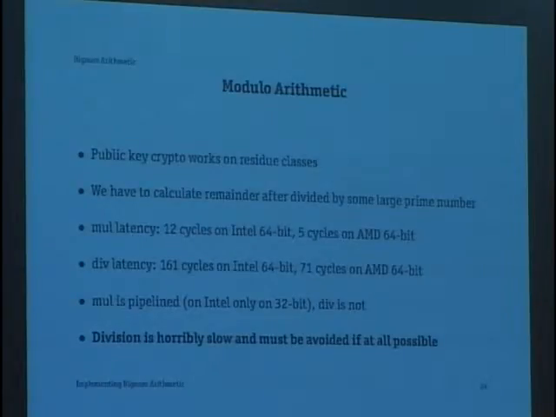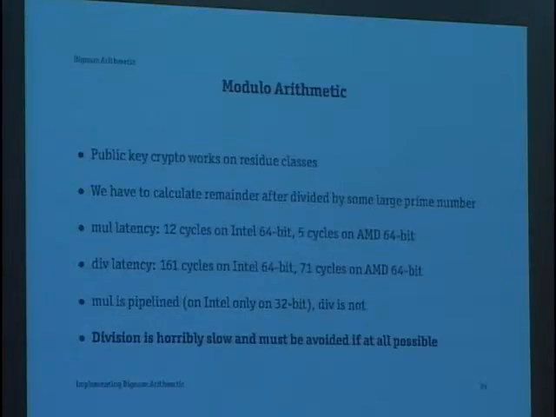So to give you an idea how bad division must be, I show you the latencies for multiplication. This is like on 64-bit machines. On Intel 64-bit, it's 12 cycles latency. On AMD, it's 5 cycles. And this Intel 64-bit, it's the new Core architecture, right? So it's not the old crap. And still, the latency is much higher.